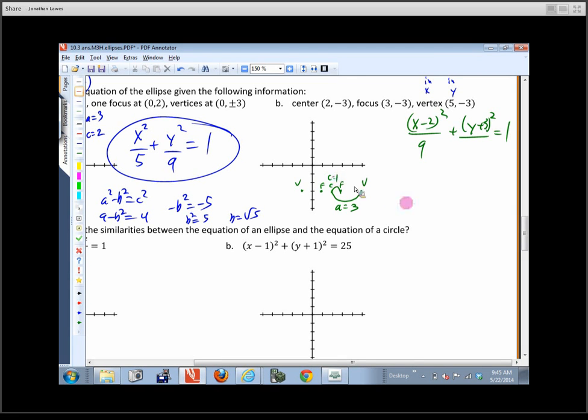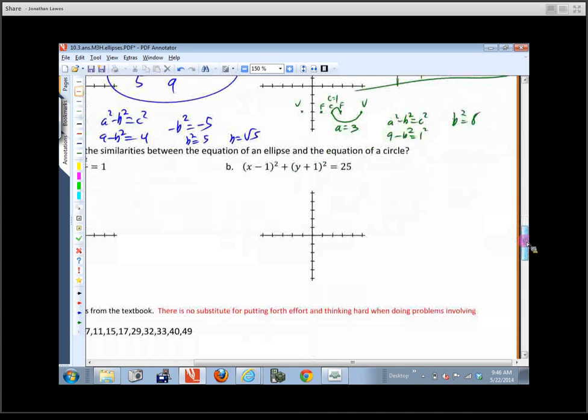That's what C is. So I do a squared minus b squared equals c squared. Again, we take the big one, subtract what the small one would be so that it's inside. The foci have to be inside. So this is going to be 9 minus b squared equals 1 squared. So this is going to be b squared equals 8. So I put an 8 right there. End of story. Okay. Any questions?